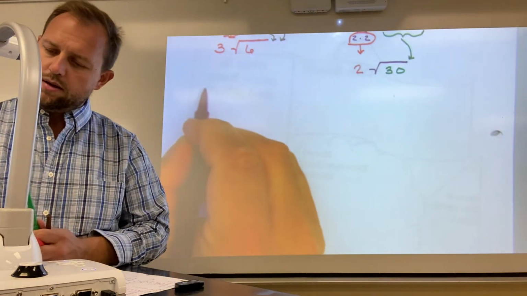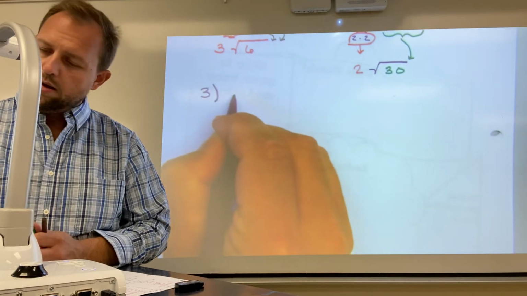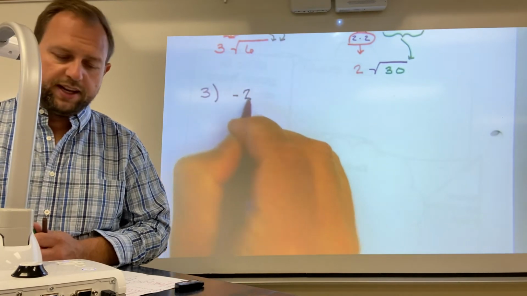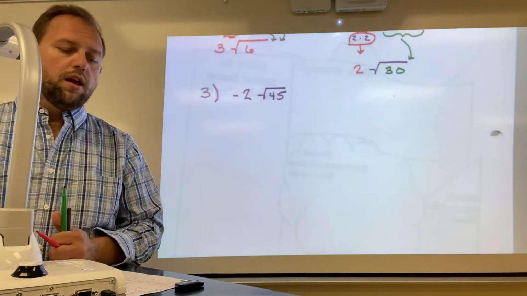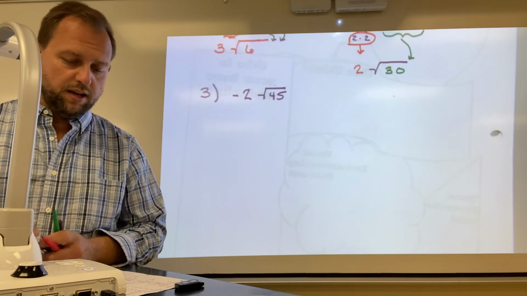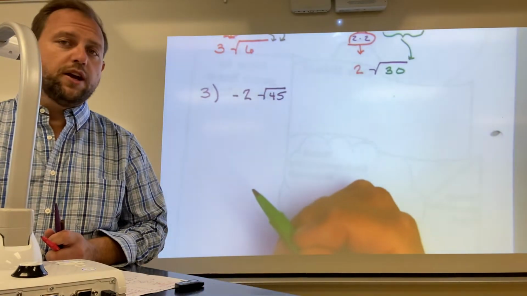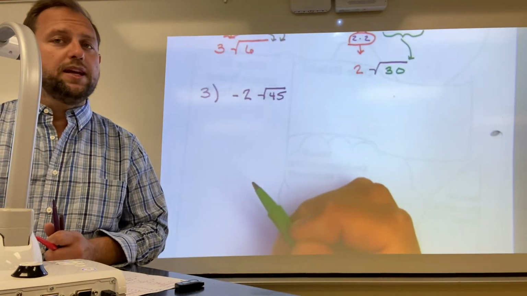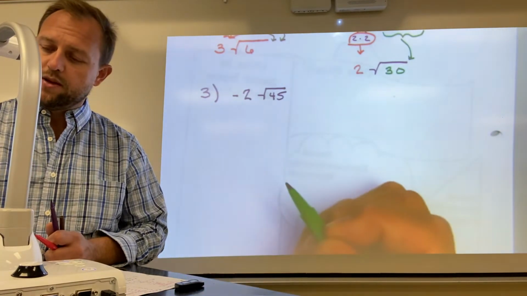Next one. Sometimes we had a negative on the outside. A negative on the outside didn't affect anything, and the number on the outside doesn't affect anything. It's just got to be part of the factor that's put out front after we simplify the radical.